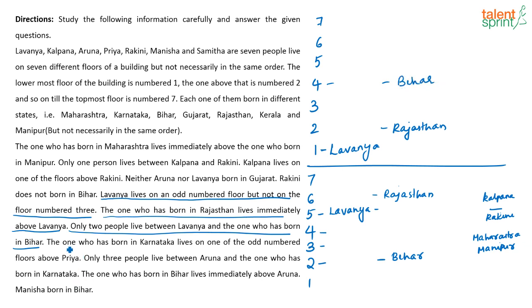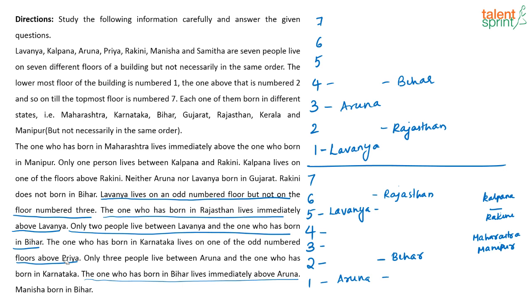Then next, what is given? The one who is from Karnataka lives on one of the odd numbered floors above Priya. Okay, I don't know where to put that. Only 3 people live between Aruna and the one who is born in Karnataka. The one who is born in Bihar lives immediately above Aruna. So which is Aruna here? This is Aruna. The one who is born in Bihar lives immediately above Aruna. So Aruna I have fixed. Then they are saying the one who is born in Karnataka lives in one of the odd numbered floors above Priya.